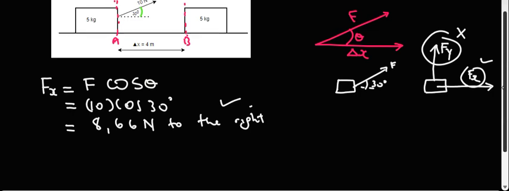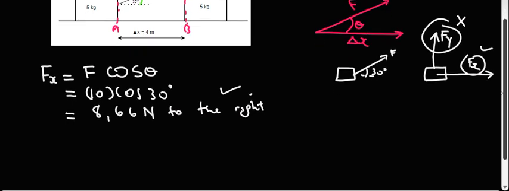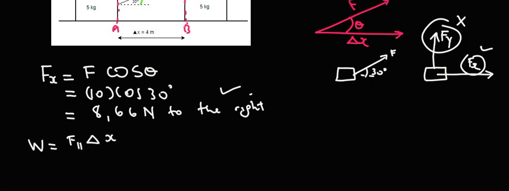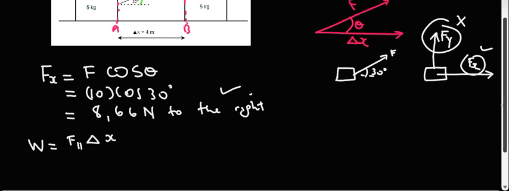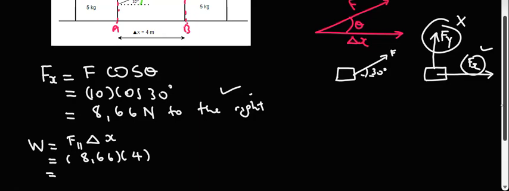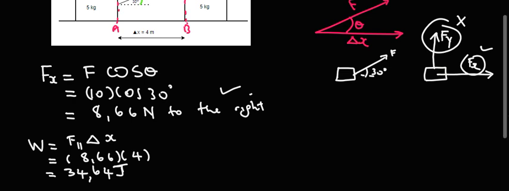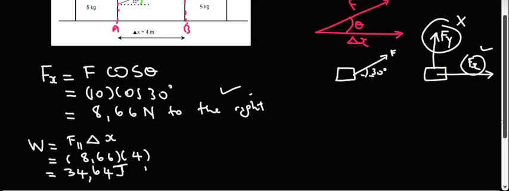Okay, so with this we can go ahead and calculate the work done by the force F. The formula is we take the force parallel and we multiply it by the displacement of the object. So this is going to be 8.66 multiplied by 4, and the answer to this is 34.64 joules. So this is now the answer.